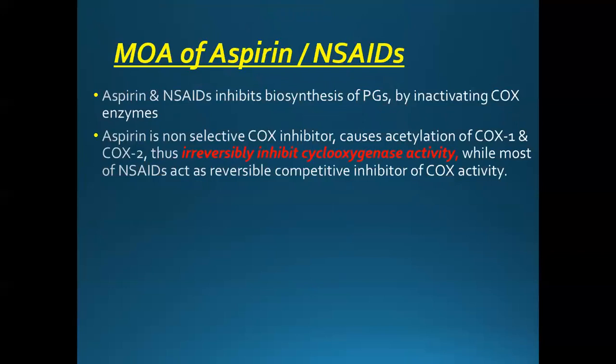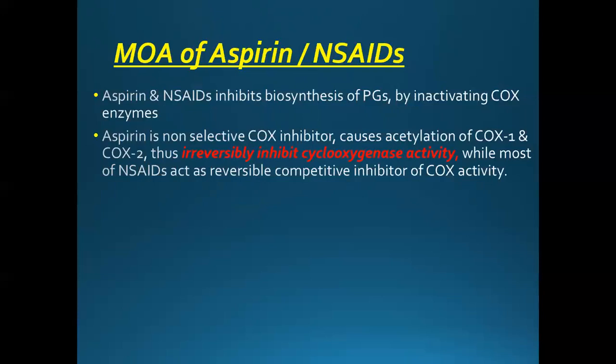What is the mechanism of action of aspirin? Aspirin and NSAIDs inhibit biosynthesis of prostaglandins by inactivating COX enzymes. Aspirin is a non-selective COX inhibitor, causes acetylation of COX-1 and COX-2, and thus irreversibly inhibits cyclooxygenase activity, while most NSAIDs act as reversible competitive inhibitors of COX activity. That means their inhibition can be reversed.